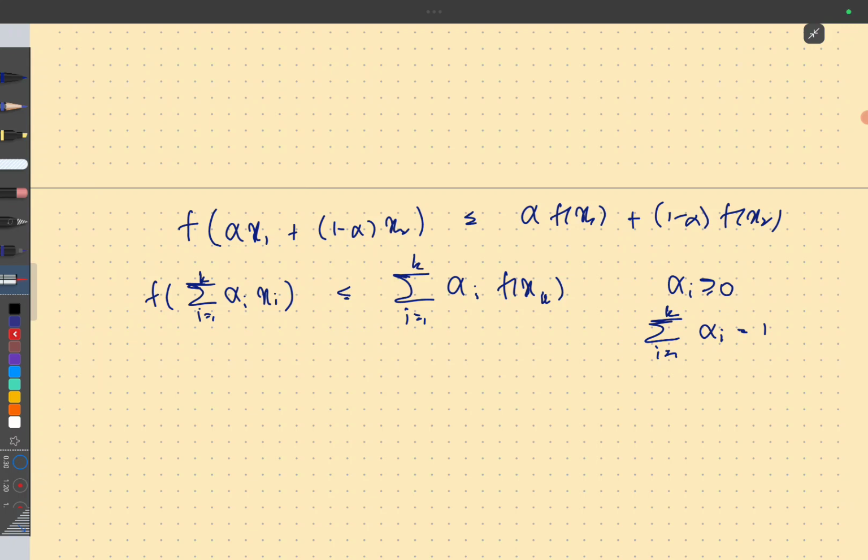So once you agree with this particular fact, if you notice carefully, the quantity inside is nothing but an expectation. Each alpha i corresponds to the probability that xi occurs. So this is essentially the expectation of x, and the right hand side is the expectation of f of x. And that's all there is.